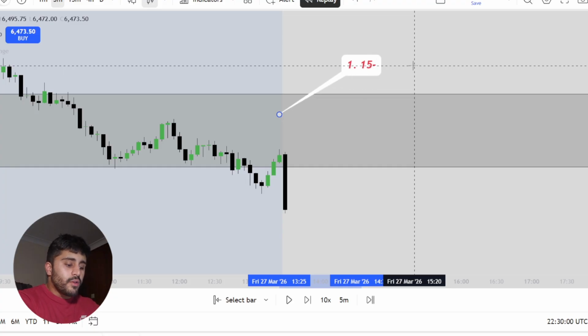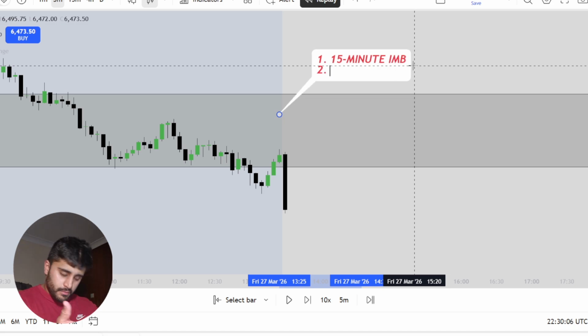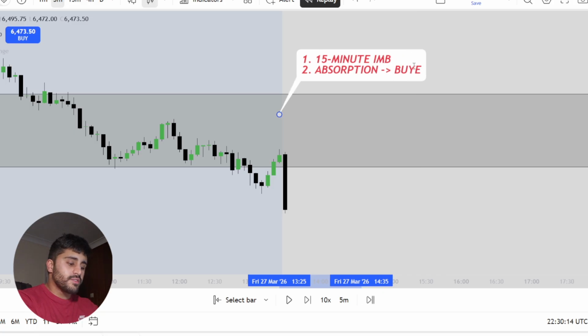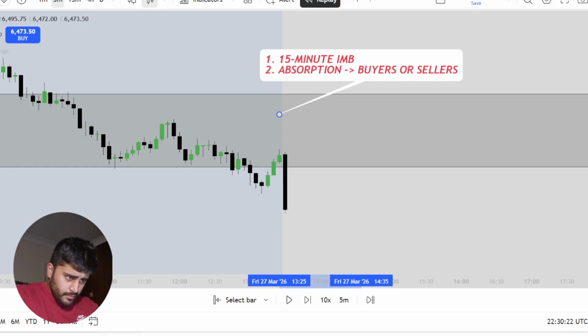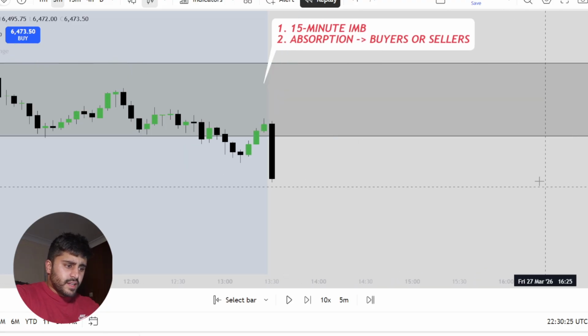So we're looking for a 15-minute imbalance. That's the first thing. And the second thing we're looking for is an absorption. An absorption basically means this: an absorption means someone's in control, right? So either buyers get absorbed or sellers get absorbed. So it's either buyers or the sellers. Now, with that being said, let's take this to the charts.